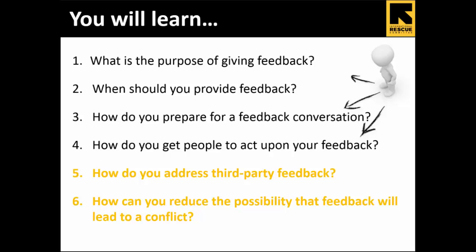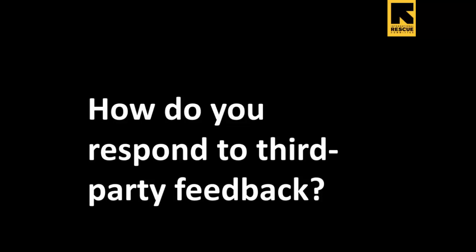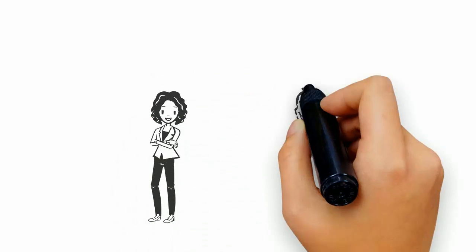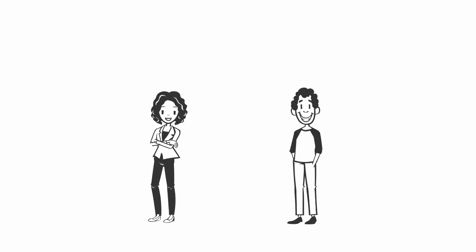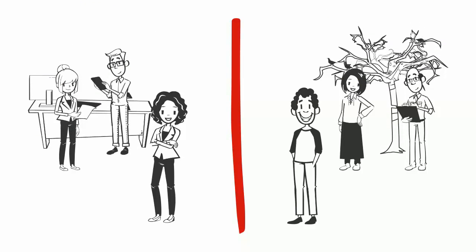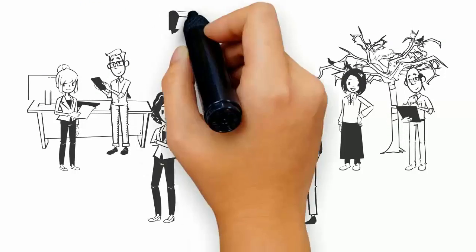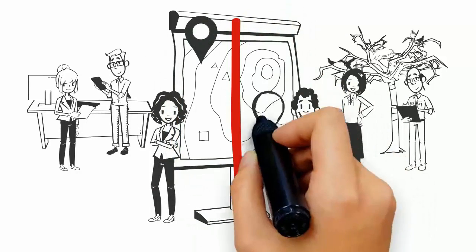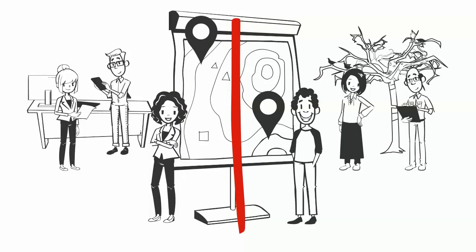Next, we'll talk about question number 5. How do you address third-party feedback? Let's start by watching a video that describes third-party feedback. Here's Rawan. And here's Mahmoud. And here are all the different people they work with. Rawan works in one location, and Mahmoud works in another. They rarely see each other face to face.